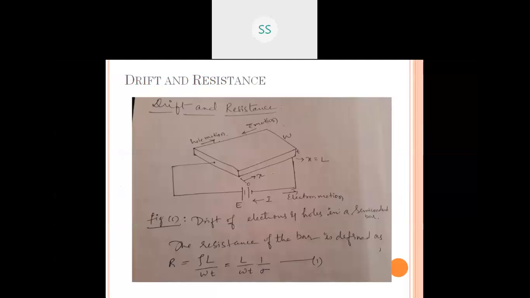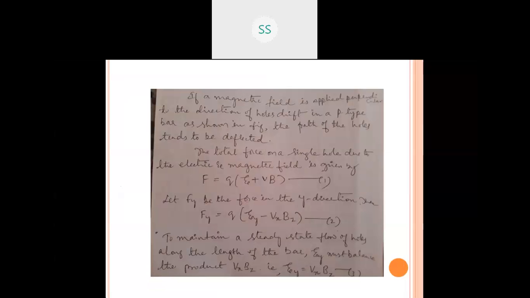After conductivity and mobility, what I have is drift and resistance. Today I just discussed that, and the last topic is the Hall effect. This is a complete derivation only. This you have to learn. So this is the end of your module 1.